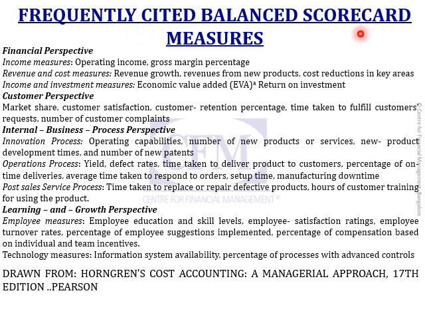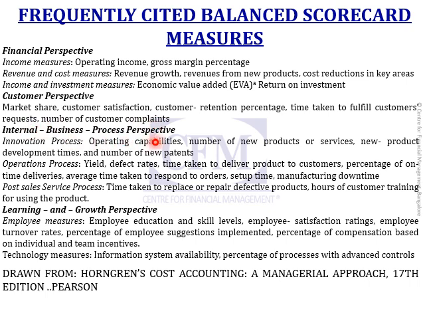Frequently cited balanced scorecard measures. Financial perspective. Income measures: operating income, gross margin percentage. Revenue and cost measures: revenue growth, revenues from new products, cost reductions in key areas. Income and investment measures: economic value added, return on investment. Customer perspective: market share, customer satisfaction, customer retention percentage, time taken to fulfill customers' requests, number of customer complaints.